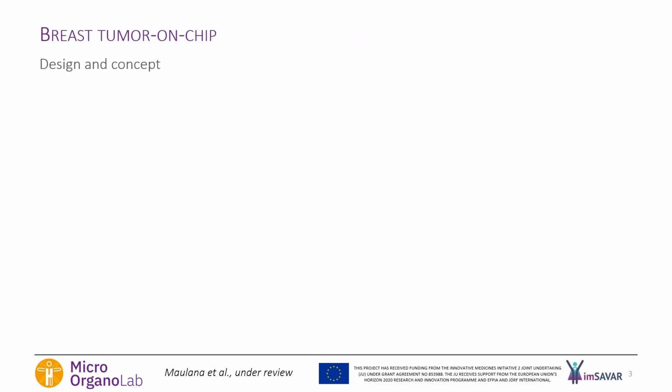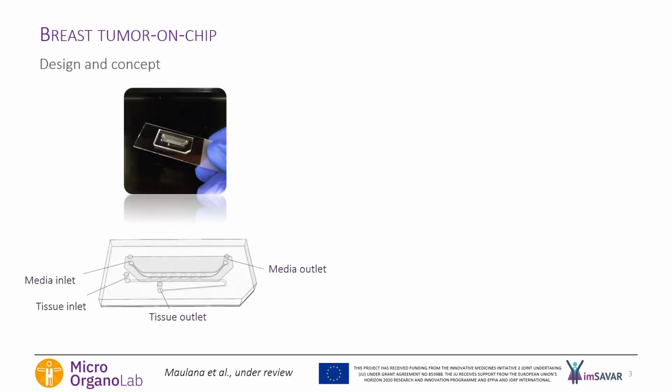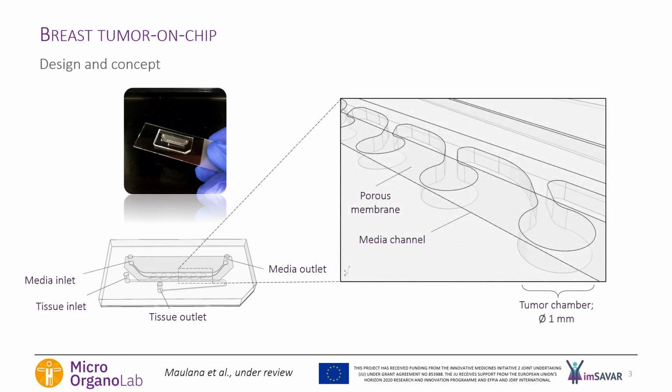So for that, we designed this tumor-on-chip model. It is a chip composed of two stacked microchannels separated by a porous membrane. The bottom channel consists of 6 individual cylindrical chambers, which we load with either tumor aggregates from cell lines expressing the target antigen or patient-derived organoids embedded in a synthetic gel.